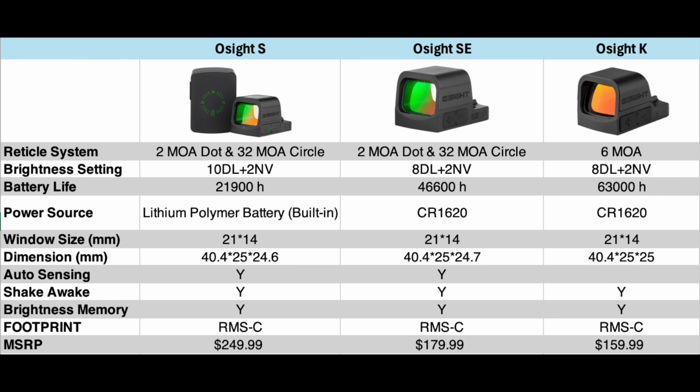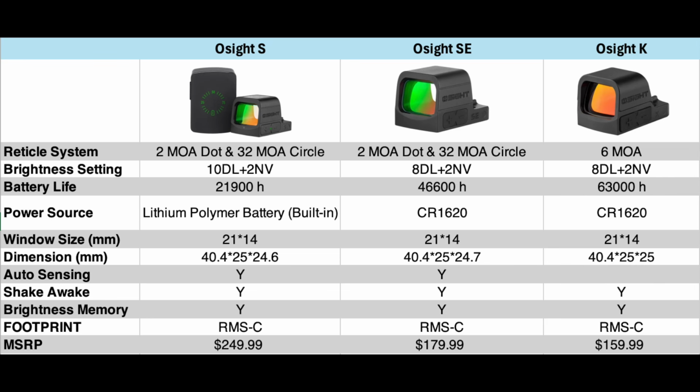Similarly, we went from 10 daylight modes and 2 night vision on the original version, 8 and 2 on the SE, and still 8 and 2 on the K. Look at this battery life. So it went from about 22,000 hours on the original S, 46,000 hours on the SE, and a whopping 63,000 hours on the K. And again, that's because it does not have that circle.